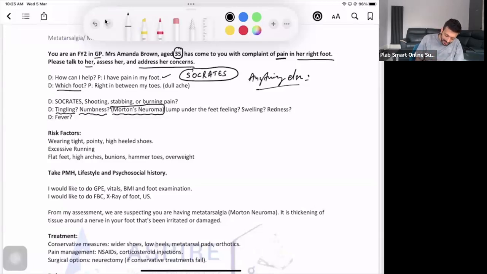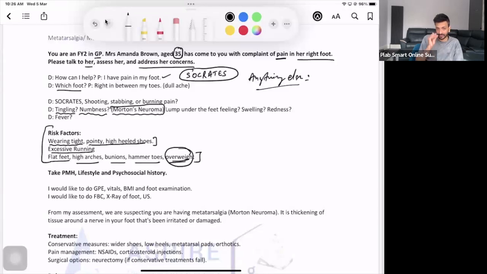Okay. Now there are some risk factors as well. Risk factors are wearing tight, pointy, high heel shoes. That's one thing. Also excessive running, flat feet, high arch feet, bunions or hammer toes, or being overweight, which is really, really important. So I'm going to do a very quick past medical history as well. And when it comes to examination, I will definitely mention BMI as well.